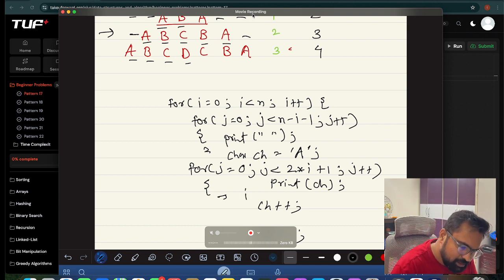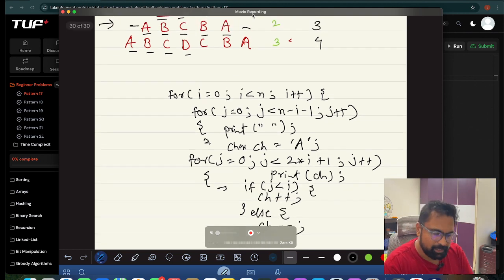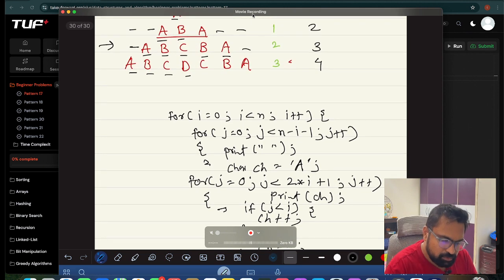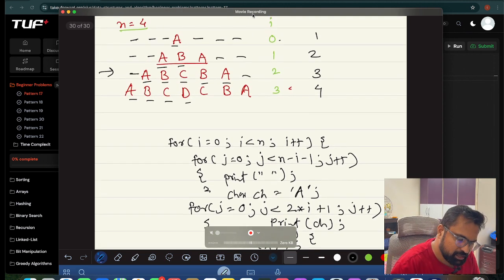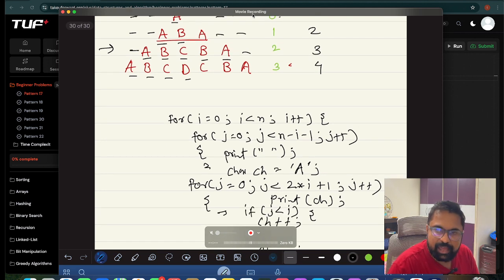Can we write: if j is less than i, then increment, else decrement? Can we say that? Yes, we can say that, because in this particular example, whenever j is less than i, till that point we will do ch plus plus.